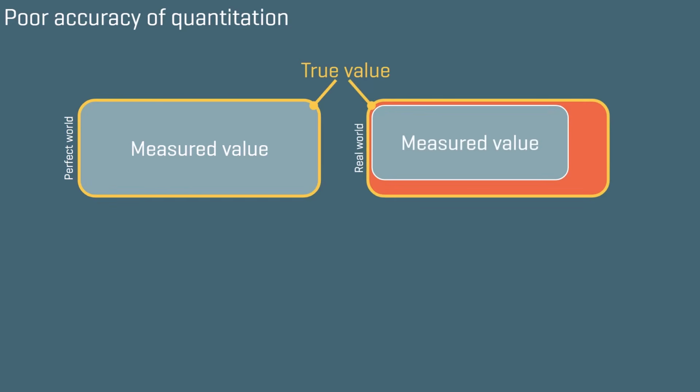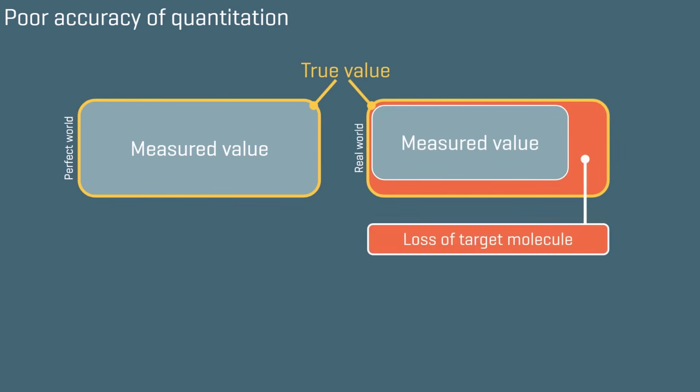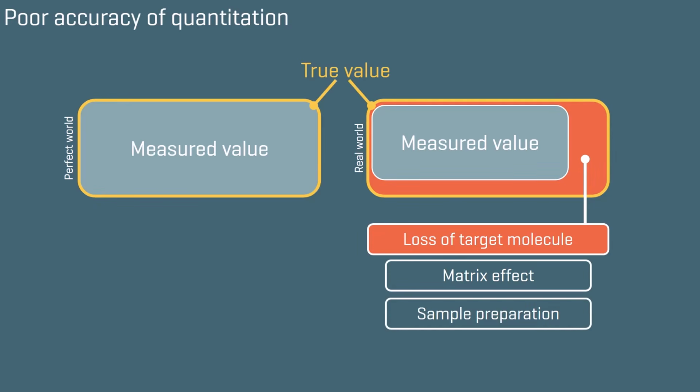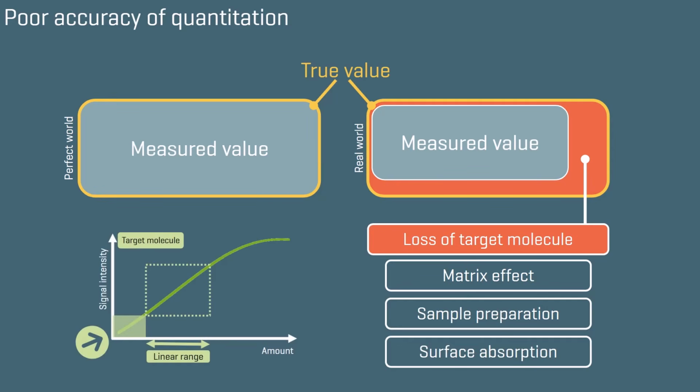In reality, there can be discrepancies between the true and the measured value due to the loss of your target compound by the matrix effect during your sample preparation procedure or by its absorption on surfaces. All of these aspects can negatively impair your limit of detection, limit of quantitation, and the linear range. In this episode, we'll examine the matrix effect in more detail.